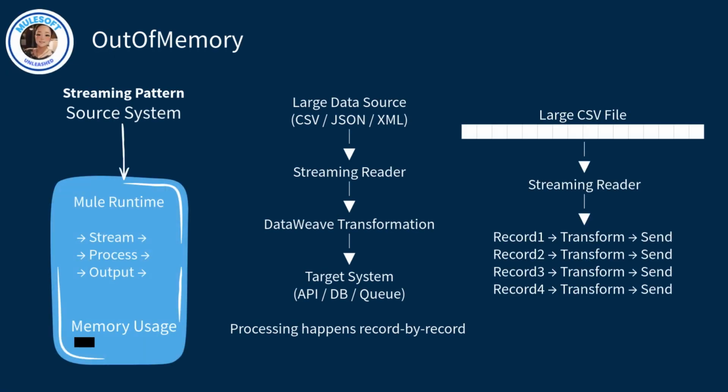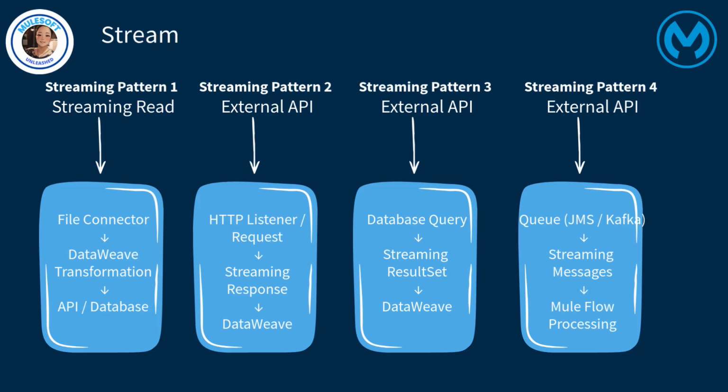Another powerful capability in MuleSoft is streaming. Streaming allows Mule to process data as it is being read, instead of loading the entire payload into memory first. This becomes extremely important when working with very large files, such as large CSV datasets, log files, or massive JSON and XML payloads. When streaming is enabled, DataWeave processes the data record by record rather than loading the entire file at once. This significantly reduces memory consumption and improves the overall performance of the integration.